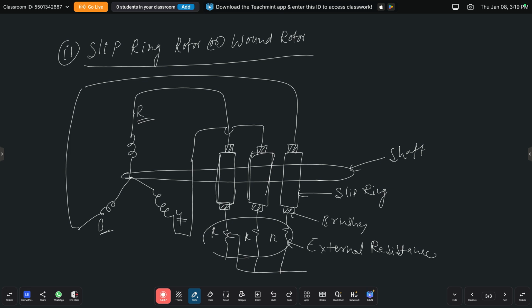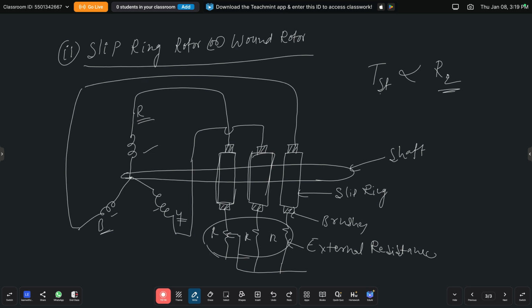Why? Because the starting torque, T suffix ST, the starting torque is directly proportional to rotor resistance. R suffix 2 means rotor resistance. This is the rotor having resistance. Now starting torque is directly proportional to rotor resistance.